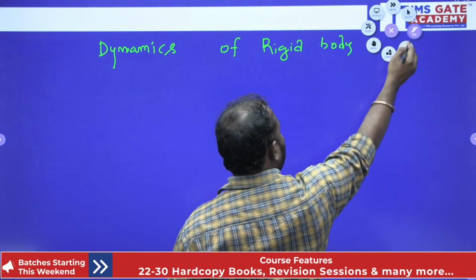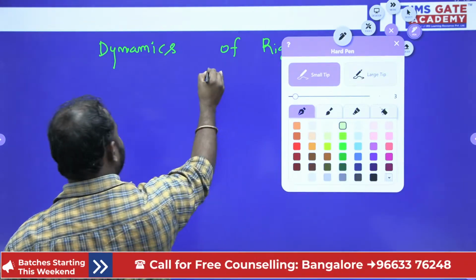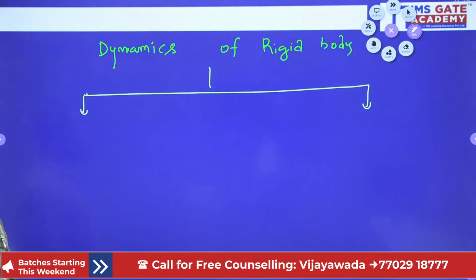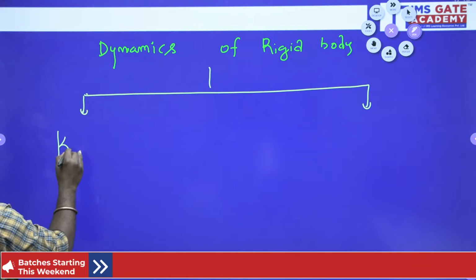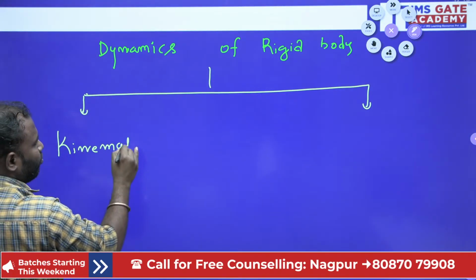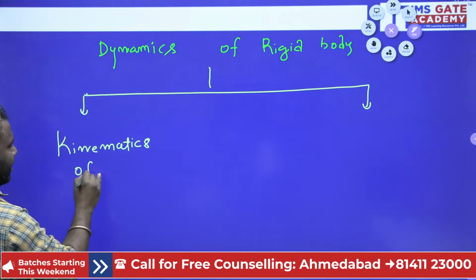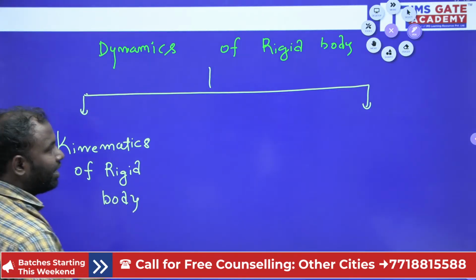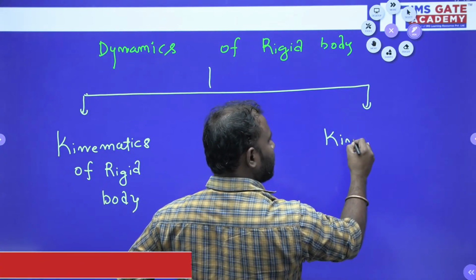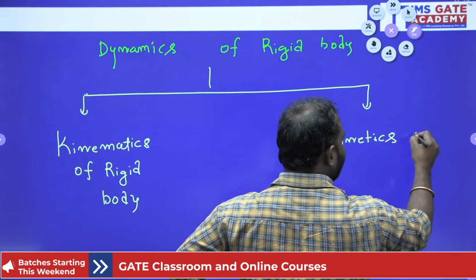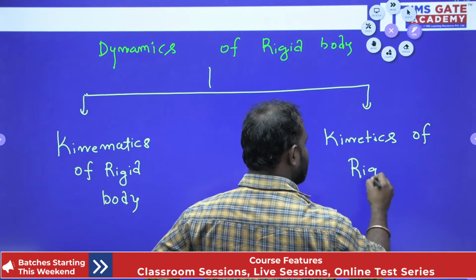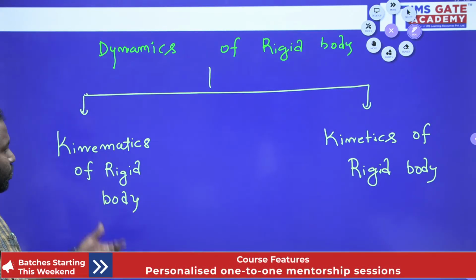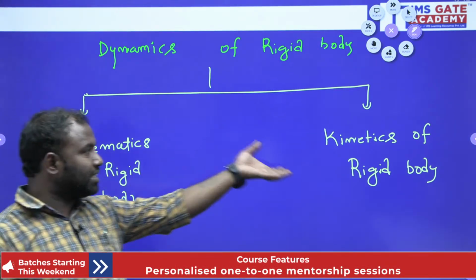Dynamics of rigid body is further classified into two categories. The first one is kinematics of rigid body. Next, kinetics of rigid body. I hope everybody understands this. We have already differentiated what kinematics is and what kinetics is.